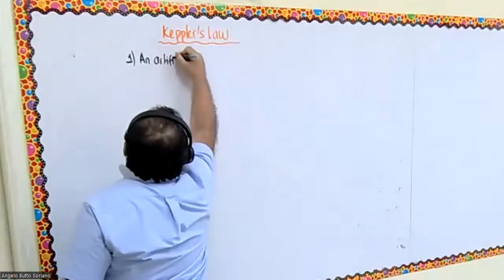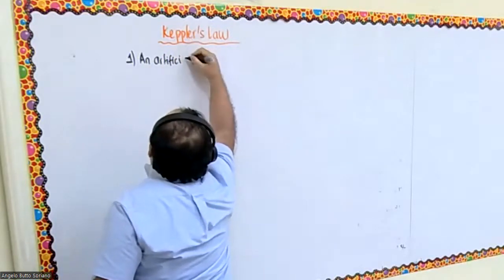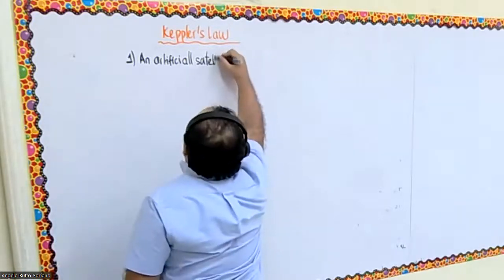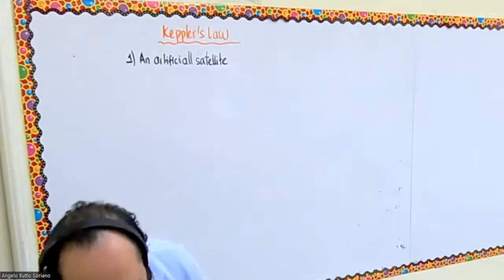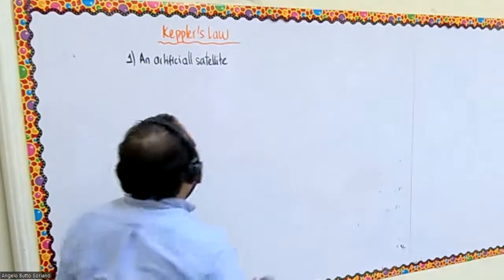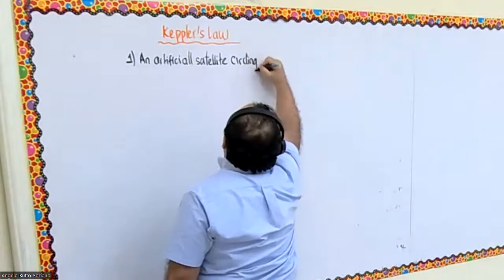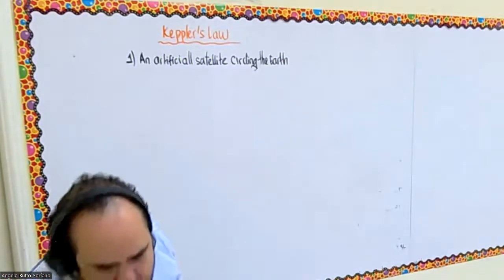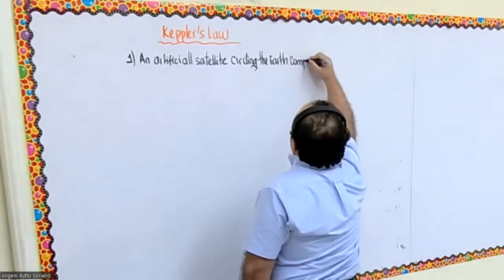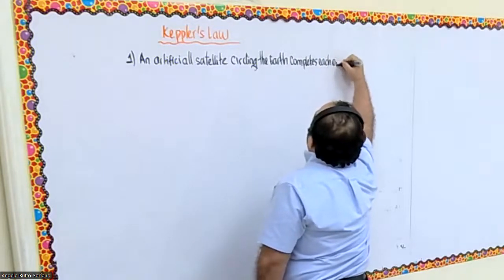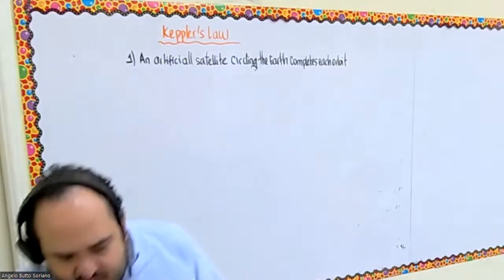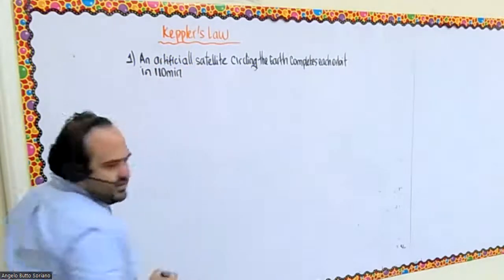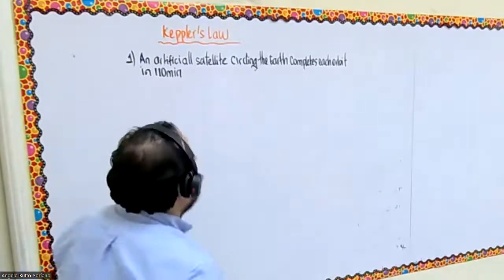An artificial satellite circling the Earth completes each orbit in 110 minutes, period. The first question is letter A.